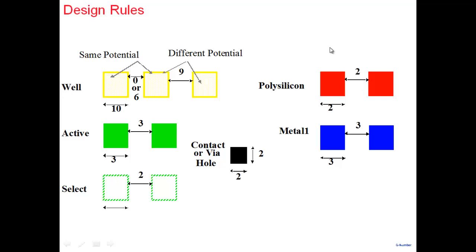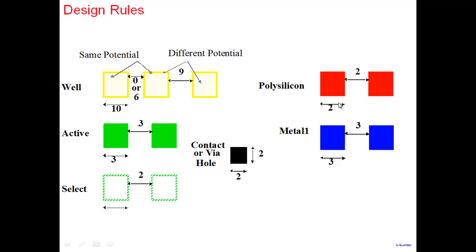If you try to draw two poly lines which are closer than 2 lambda, chances are that some errors will occur in fabrication and your design will not work. You have to obey that particular rule, right? So this is a rule about the dimension of the poly wire, and this is the spacing. All that it says is these are the minimum dimensions. 2 lambda here and 2 lambda here. You can make it 3 lambda, 4 lambda, 5 lambda, whatever you want. Similarly, you can make this as large as you want.